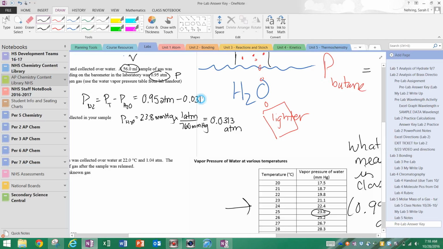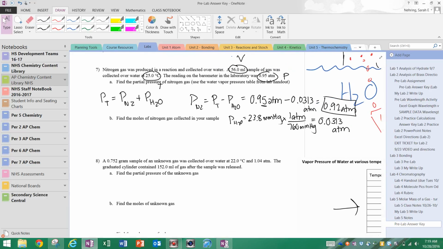So if I subtract those, I've got 0.95 minus 0.0313, which is 0.92 atmospheres. Notice how I'm only going to the hundredths place because of my sig fig rules. This one goes to the hundredths, this one goes to the 10,000ths place, so you're limited by the number of spots to the right of the decimal. So 0.92 atmospheres is my partial pressure of nitrogen.